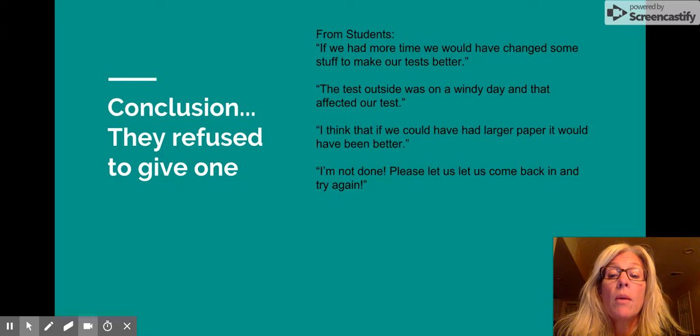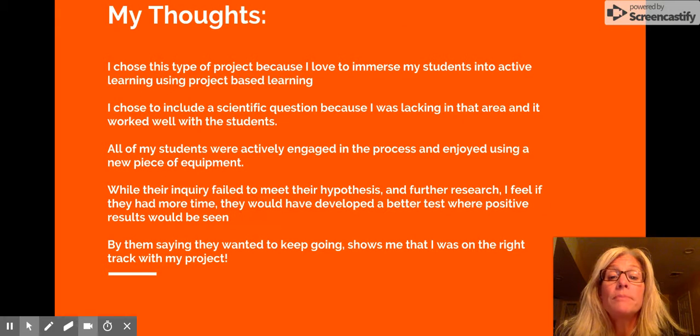I asked them to come up with a conclusion based off their hypothesis. And from that, the students said that there was no way they were going to come up with a conclusion because they felt that they needed more time. If we had more time, we would have changed some stuff to make our test better. The test outside was on a windy day, and that affected our test. I think if we could have had larger paper, it would have been better. And then finally, one of my students said, I'm not done. Please let us come back. Can we try it again?